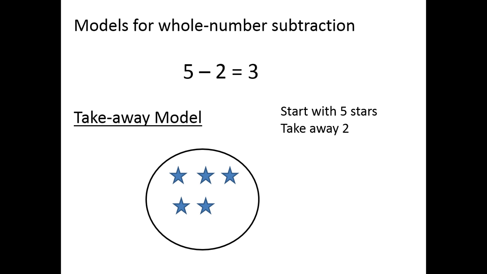So we're going to take away 2 of the stars. Now if these were actual objects, we could literally take them away. If these were blocks, we could take away 2 blocks. But in our case, since we can't really do that with our picture, here's how we're going to show that we've taken away the 2 stars. And then we have 3 stars left. So that's how we get the difference. 5 minus 2 is 3 because we have 3 stars left when we take 2 stars away from the 5 stars we started with.